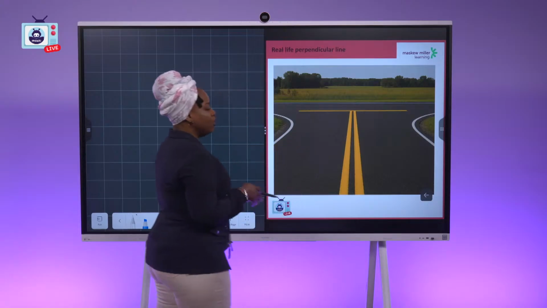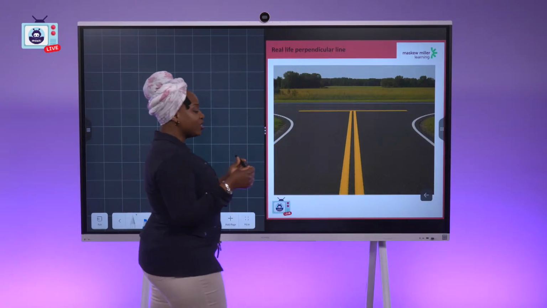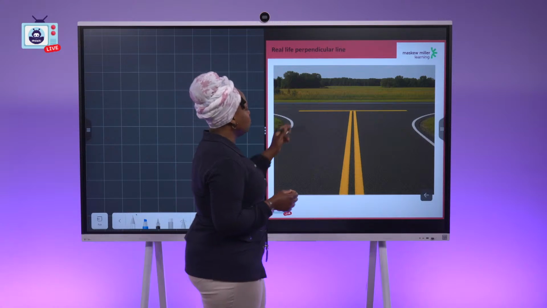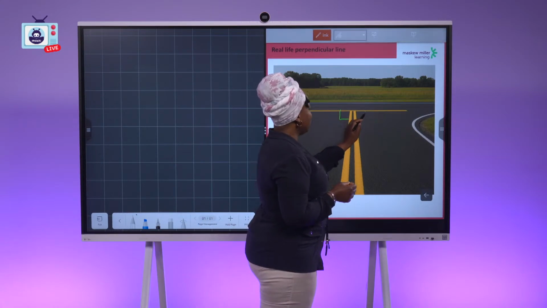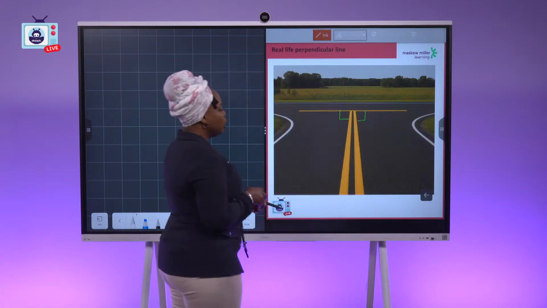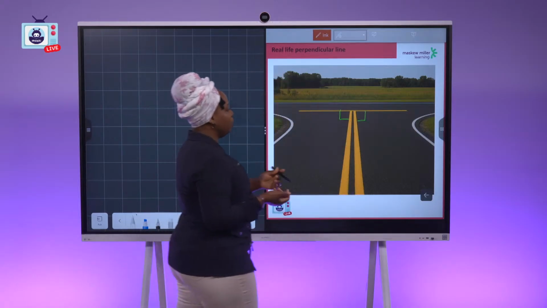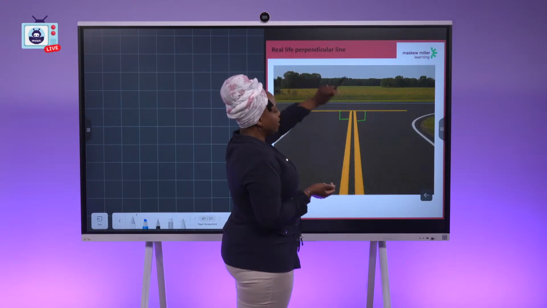Our example in real life is when we have a T-junction. In this case, our T-junction is also showing that we have a perpendicular angle somewhere there, if you look at it properly there.